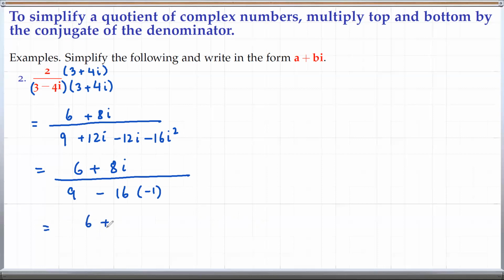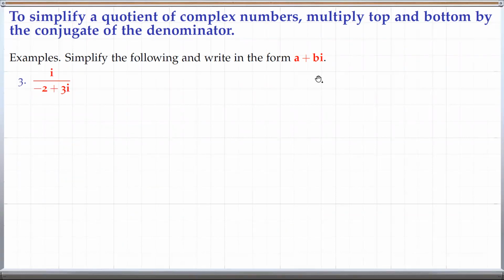So on the top, we have 6 plus 8i as it is, divided by 9, 12i minus 12i, that goes away, minus 16 i squared, and i squared is negative 1. So on the top, we still have 6 plus 8i as it is. In the denominator, we have 9 minus 16 times negative 1. So 9 plus 16, which is 25. So this becomes 6 by 25 plus 8 by 25i.